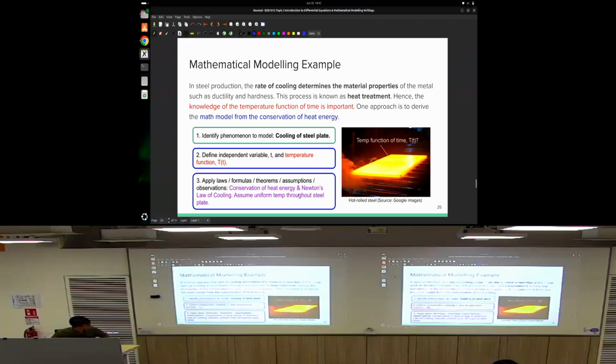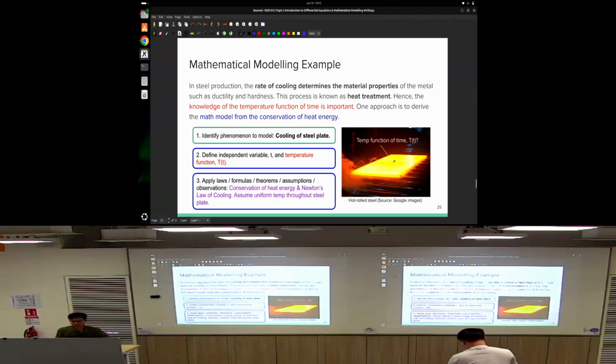So then, because you want to solve for the temperature function, you need to get the governing equation. In this case, the governing equation is to apply the conservation of heat energy and Newton's law of cooling. Okay, so we're going to make some assumptions. Because your plate here is pretty thin, we can assume the temperature to be uniform throughout the plate.